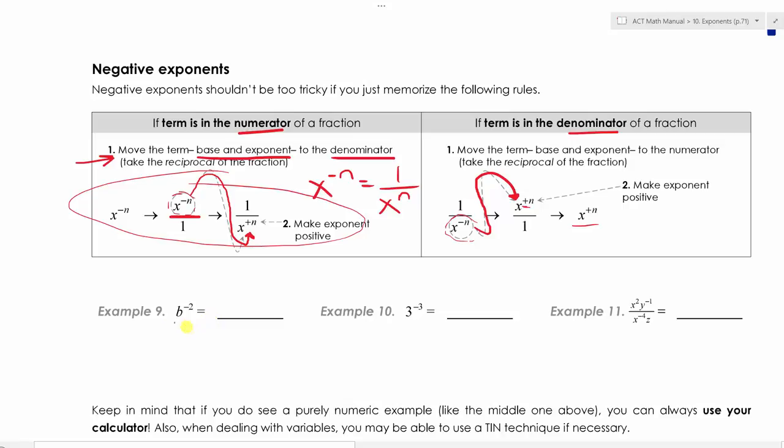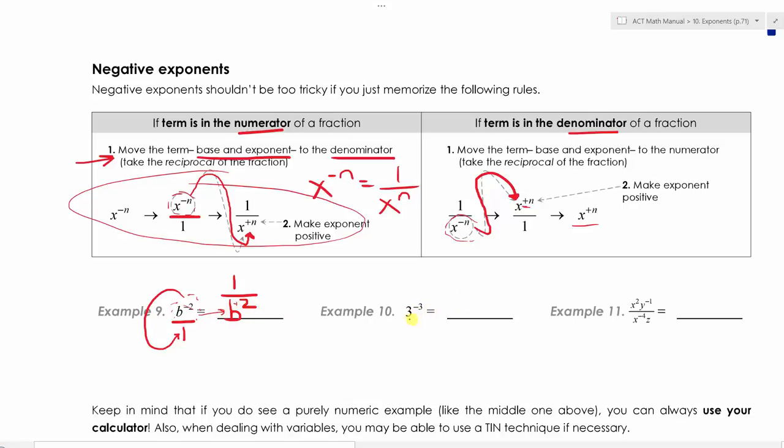So let's take a look at how this would work in example 9. So b to the negative 2, remember that's the same as b to the negative 2 over 1. Since the term is up in the numerator, we take it down into the denominator and we make the exponent positive. So this would simply be 1 over b squared. I've taken the b to the negative 2, I've put it in the denominator, I have made the exponent positive.